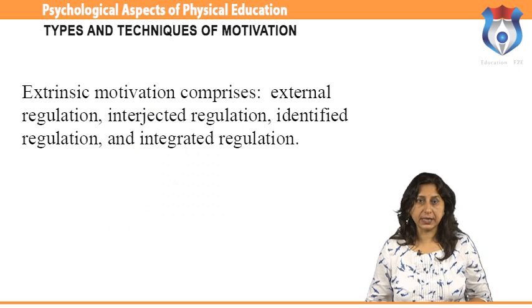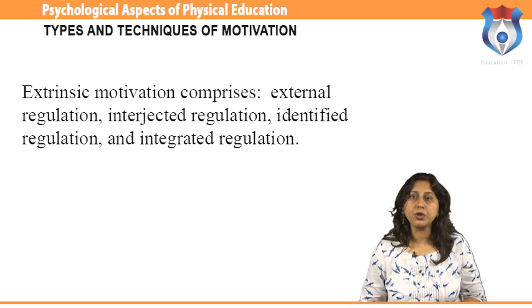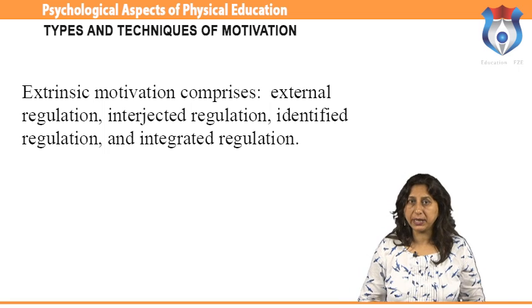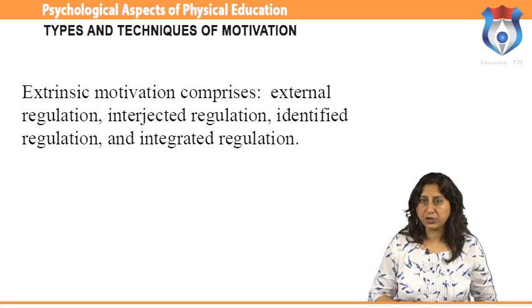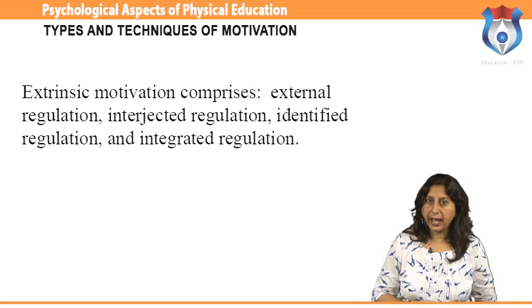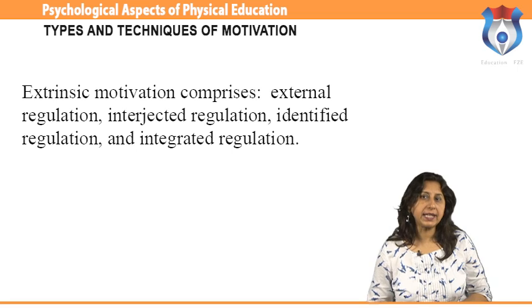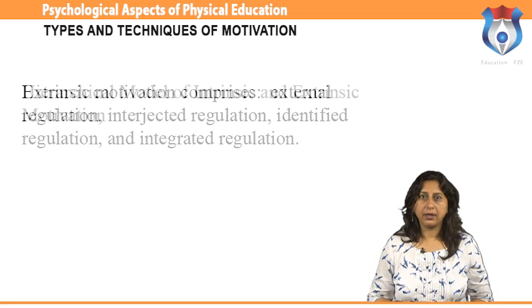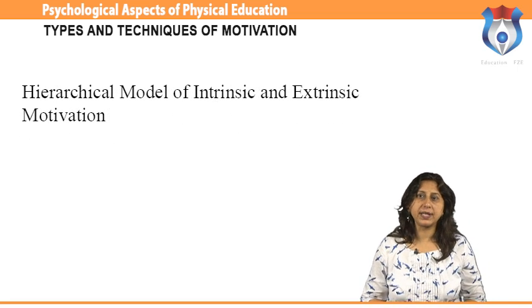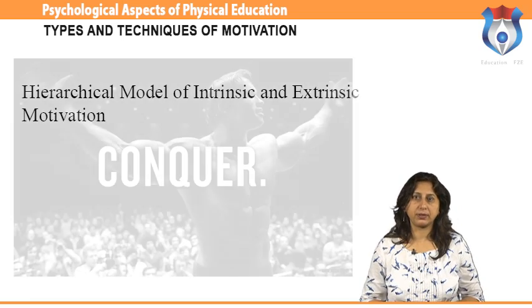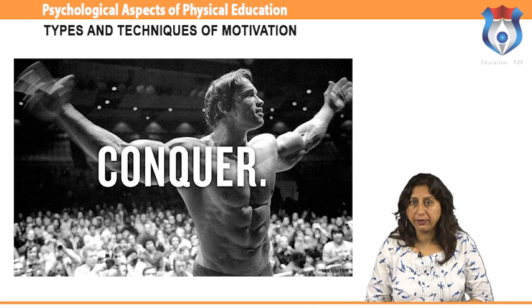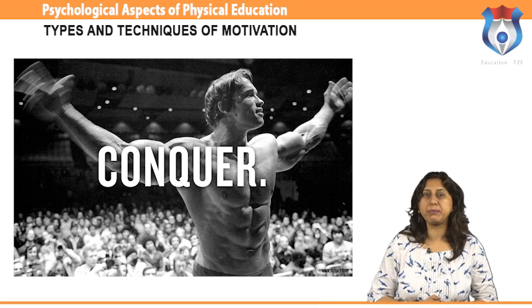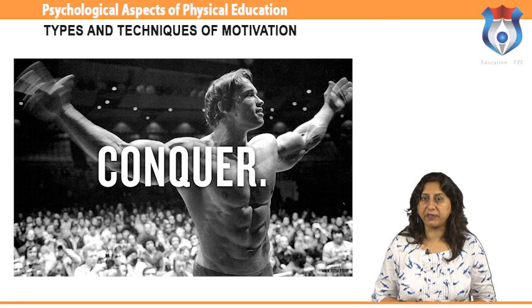Positioned on the self-determination continuum from low to high levels of inherent self-determination, extrinsic motivation comprises external regulation, introjected regulation, identified regulation, and integrated regulation. Hierarchical model of intrinsic and extrinsic motivation. Incorporating the fundamental tenets of self-determination theory, Vallerand has recently proposed a hierarchical model of intrinsic and extrinsic motivation.